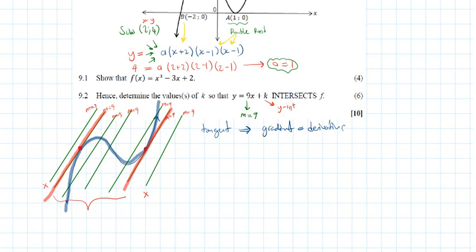Yes, we've been talking about all these lines having gradient 9. And derivative, yes, derivative of the function, I can get it. What's the derivative of f of x? 3x squared minus 3. Yes, that's the derivative.